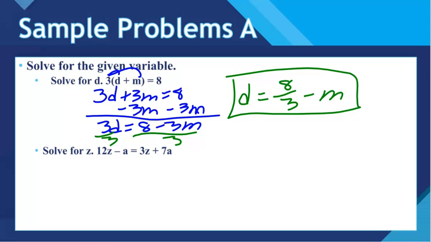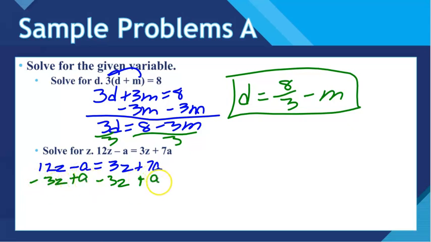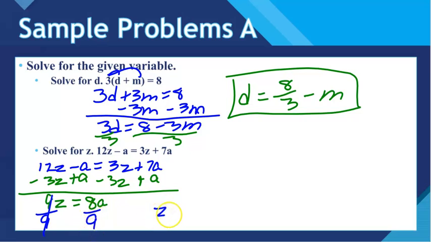Next, I need to solve for z. So I have 12z minus a equals 3z plus 7a. Now I'm going to get all the z's to one side, so I'm going to subtract 3z, and I'm going to add 1a to both sides. And now I'm left with 9z equals 8a. And to get z by itself, I'm going to divide by 9. Z is going to equal 8/9 a.